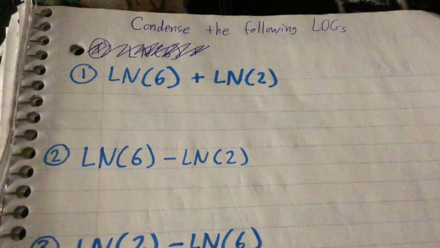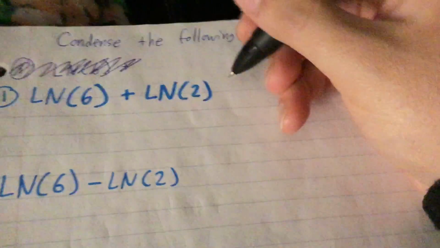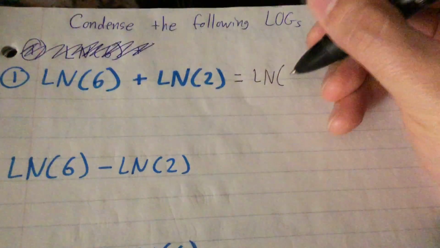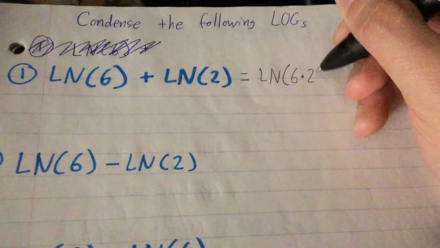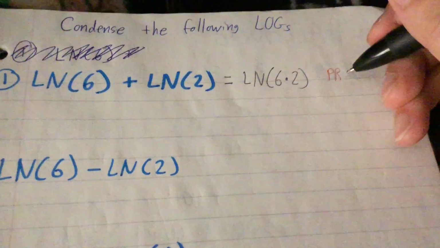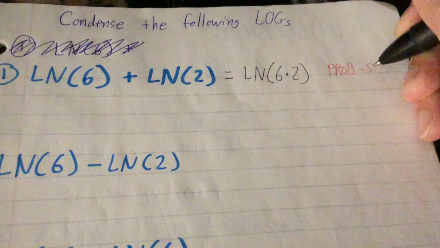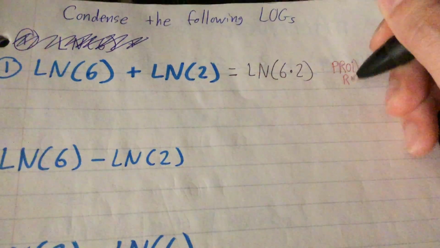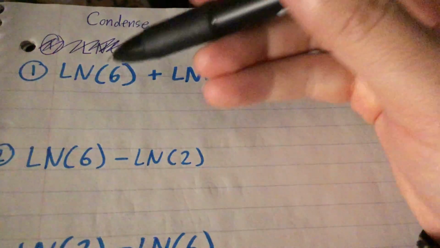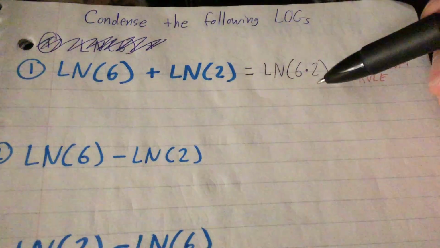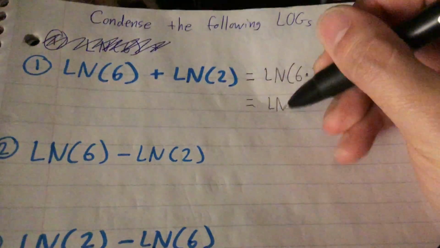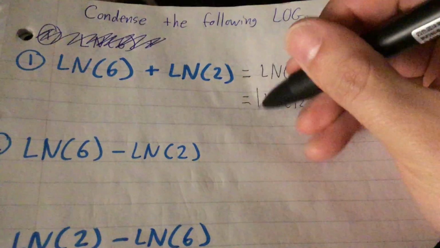ln of 6 plus ln of 2 can be combined into ln, I'm just showing my work over here, of 6 times 2 based on the product sum rule, or I guess the sum product rule, but I'm just going to keep it straightforward. We can condense it because of the product sum rule. Separate addition becomes together multiplication. And 6 times 2 is 12, so this just becomes the natural log of 12.